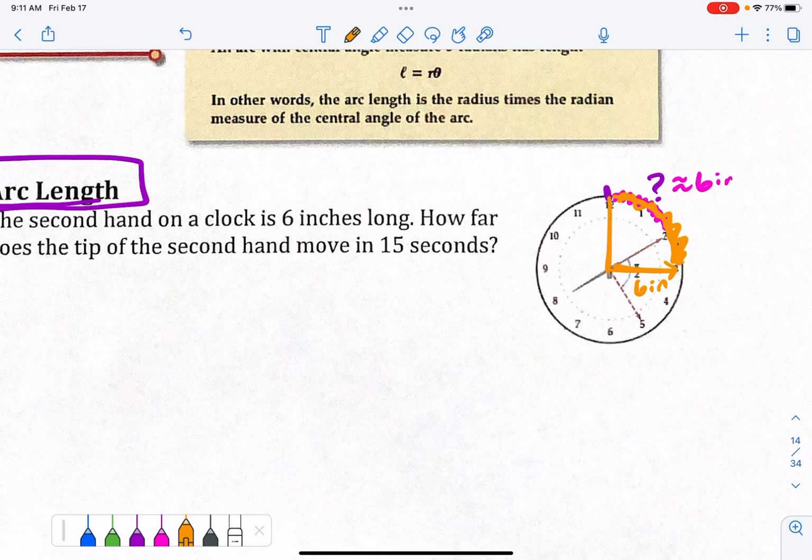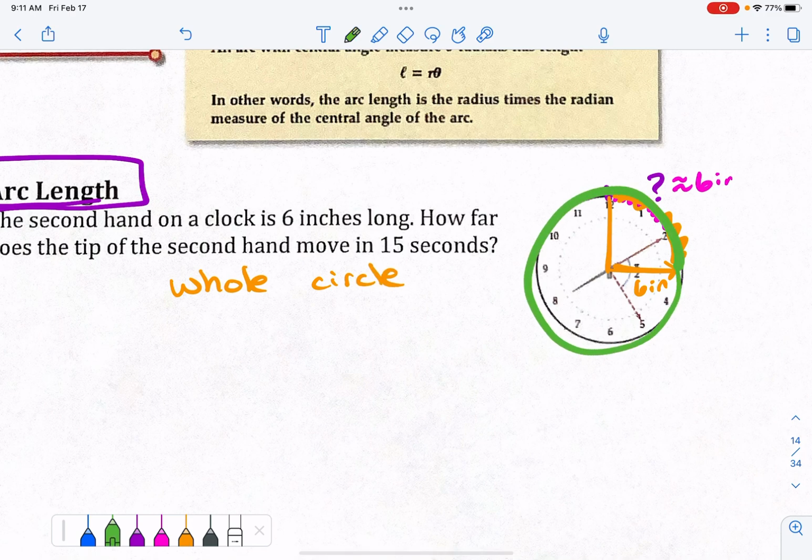So here's the deal. Let's say that second hand would go the whole circle, all the way around, okay? If it goes the whole way around, that's going to be the circumference of the circle, which is 2 times pi times the radius, okay? Now, our radius is going to be 6 inches, right? Because they said our second hand on the clock is 6 inches long. So if it would go the entire way around the circle, it would be 12 pi, right? 2 times 6 is 12. So this would be the whole circle all the way around.